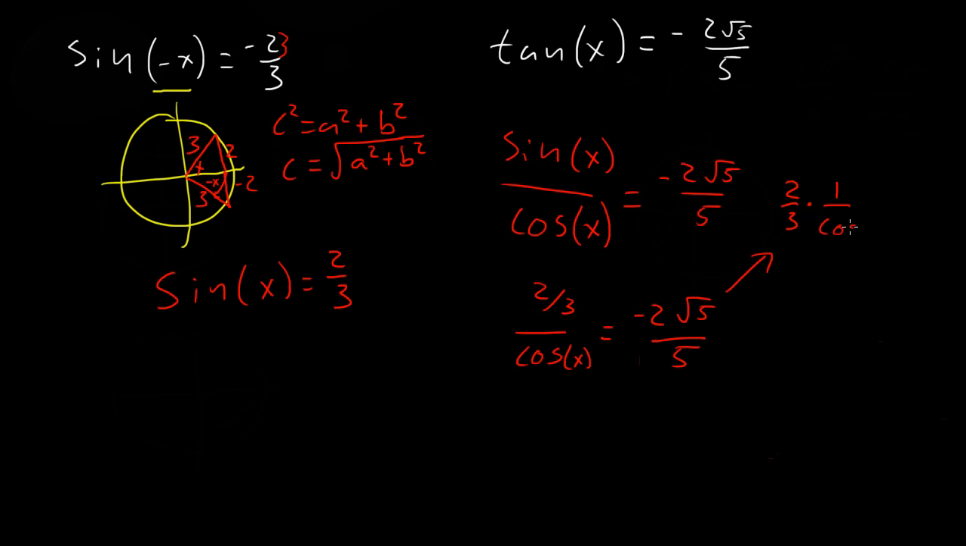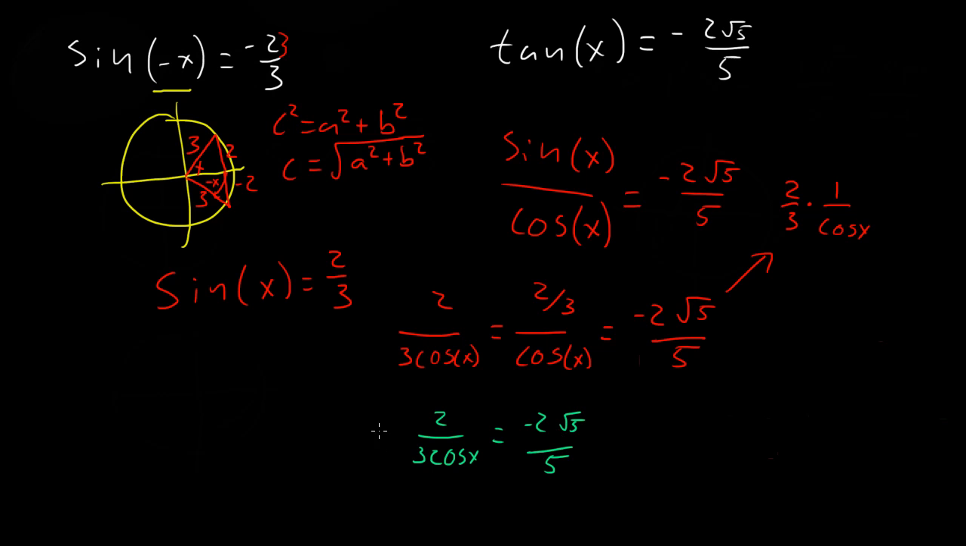This is 1 over cosine x, which means this side over here is going to be equal to 2 over 3 cosine x, which means 2 over 3 cosine x is equal to the negative 2 root 5 over 5. That means we can divide both sides by 2, so let's rewrite this down here. So 2 over 3 cosine x is equal to negative 2 root 5 over 5.